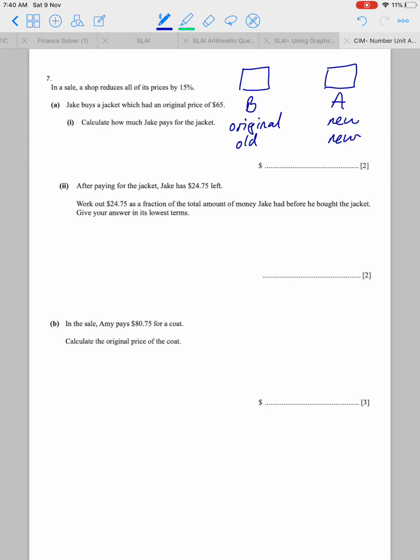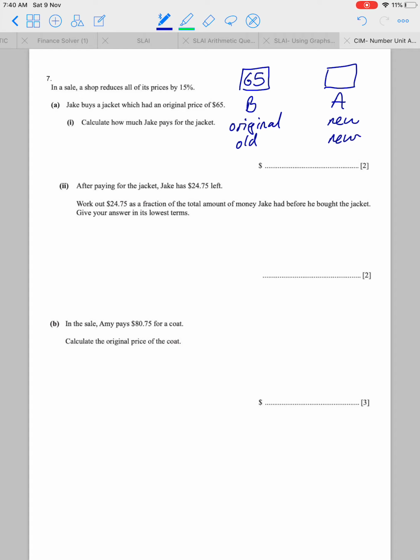So in a sale, a shop reduces all of its prices by 15%. Okay, so 15%, that's an important idea. Jade buys a jacket which had an original price of 65. Well, 65 therefore is the original. Calculate how much Jade pays for the jacket.